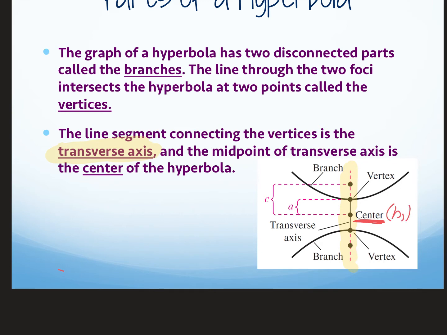That's going to be our h and our k. And then you have vertices, which are going to be on our branches, and foci, which are going to be inside of our bowls. Once we figure out that information, you will know if it's a vertical or a horizontal hyperbola, because all the major information is located along that transverse axis.